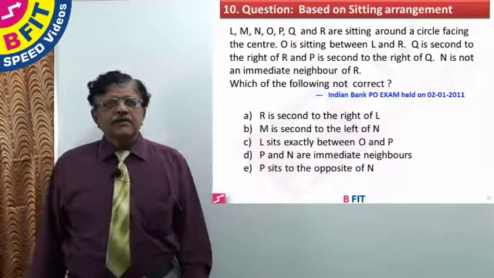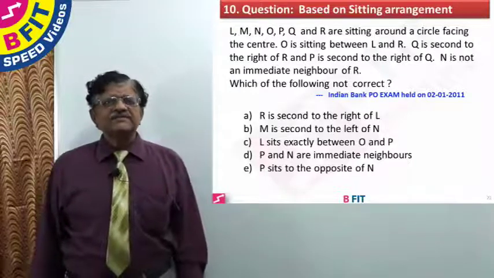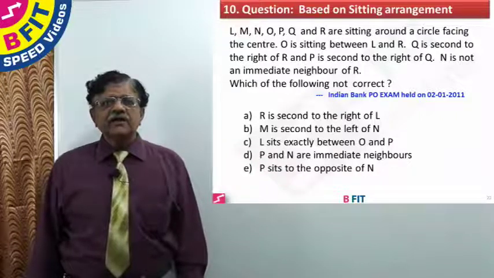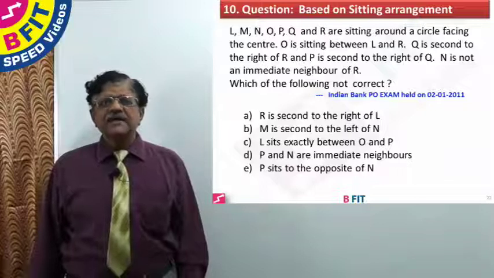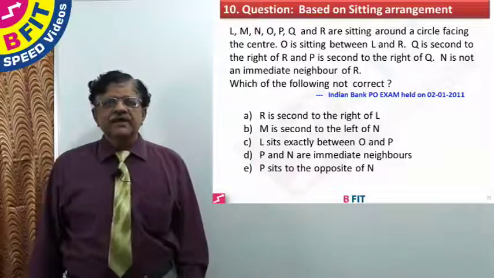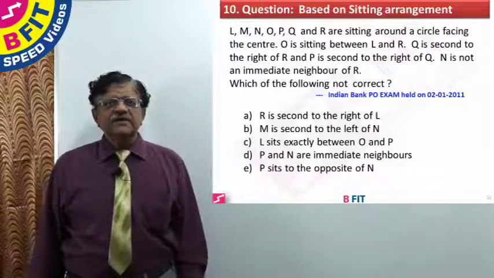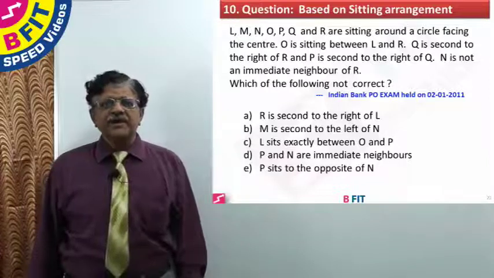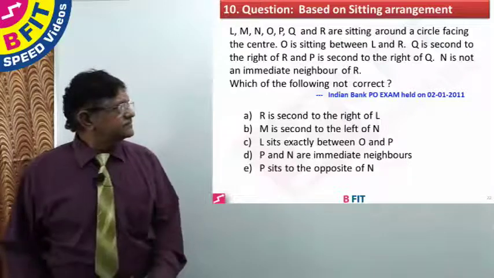L, M, N, O, P, Q and R are sitting around a circle facing the center. O is sitting between L and R, Q is second to the right of R and P is second to the right of Q. N is not an immediate neighbor of R. Which of the following is not correct? This question is taken from Indian Bank PO exam held in 2011. Let us see the working.